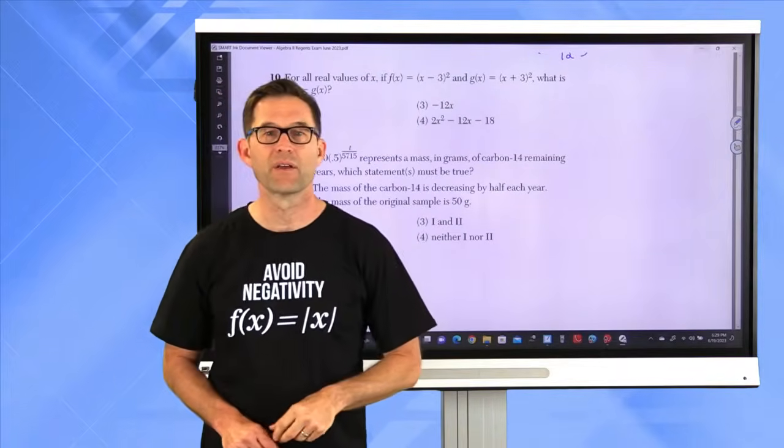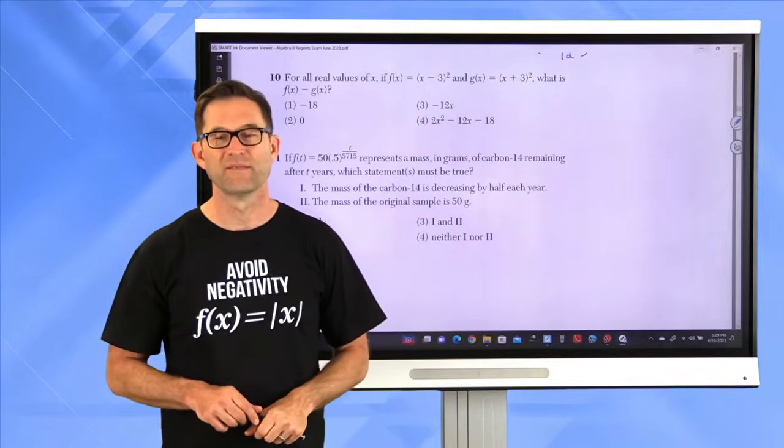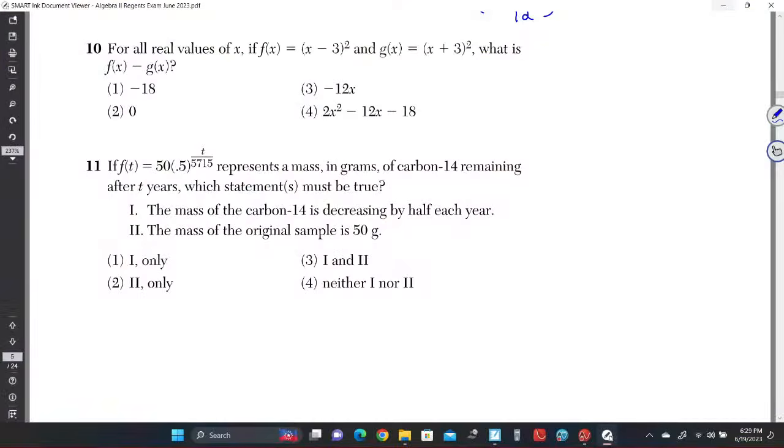All right, let's take a look at problem number 10. Sorry. For all real values of x, if f of x is equal to (x minus 3) quantity squared, and g of x is equal to (x plus 3) quantity squared, what is f of x minus g of x?